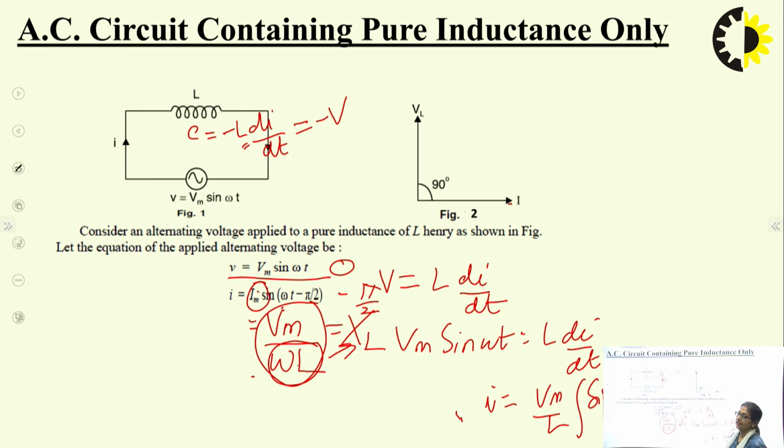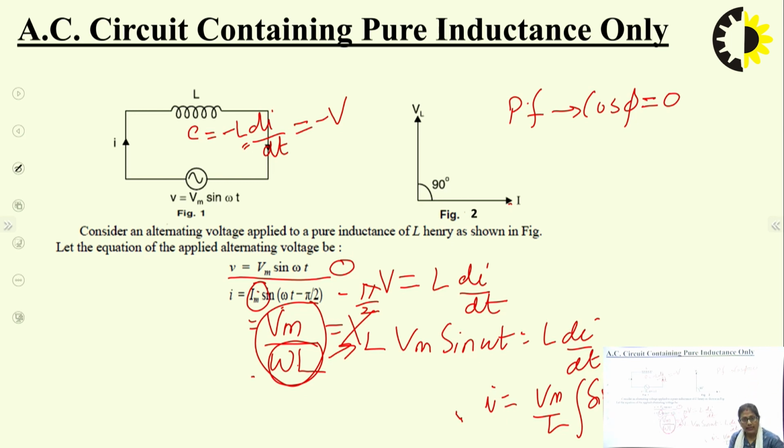So the voltage is leading by 90 degrees, or the current is lagging by 90 degrees. If that is so, what is the power factor for a purely inductive circuit? Power factor is cos phi, the cosine of the angle between voltage and current. What is the angle between voltage and current? 90. So cos 90 makes it 0.